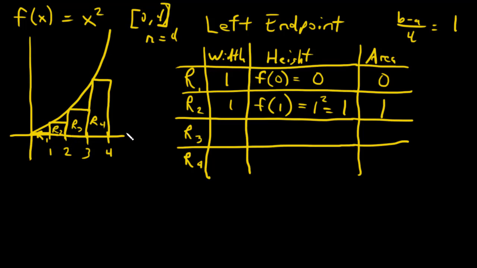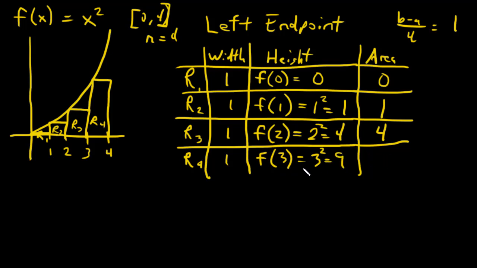Then I move to my R3 rectangle. What do I feed in for its height? Well, I feed in x equals 2. That's going to be 2 squared, which is 4. And then finally, for R4, I feed in x equals 3 for that height. And that's going to be f of 3, which is 3 squared, which is 9. So 1 times 9, 9. So what do I get? I get an area estimate of 1 plus 4 plus 9, 14. That is an underestimate.